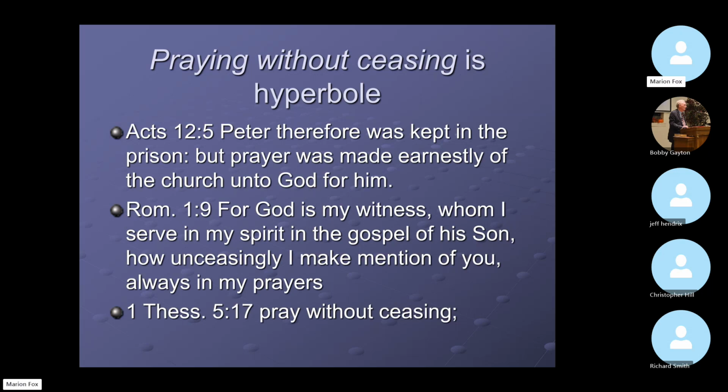And that's what he's saying. Pray frequently. That's all he's saying. He's not saying you have prayer on your lips 24/7, 24 hours a day, 7 days a week.